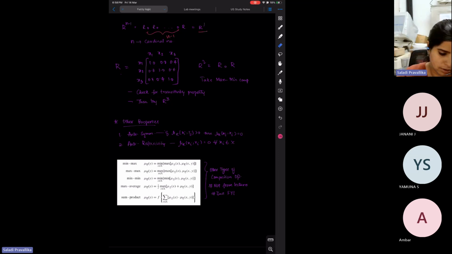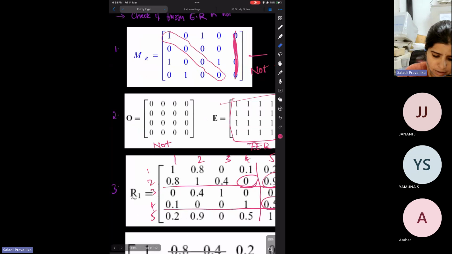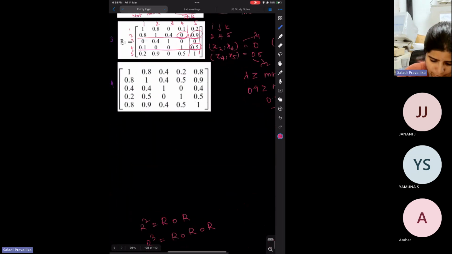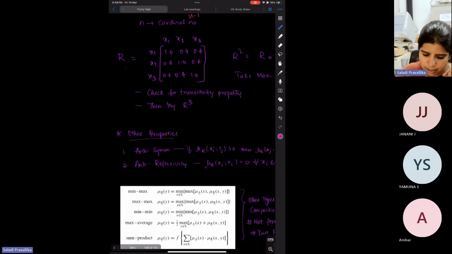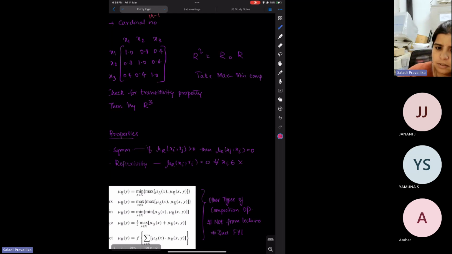So this example that we have seen, all the diagonal values are 0, so it is the antireflexivity property. Like that, we have the anti-symmetric property. The anti-symmetric property is when the membership value of xi and xj is greater than 0, whereas for xj and xi it is equal to 0. So let's say 1, 2, let's take one more, 3. Let us pick maybe 1, 2 and 2, 1.